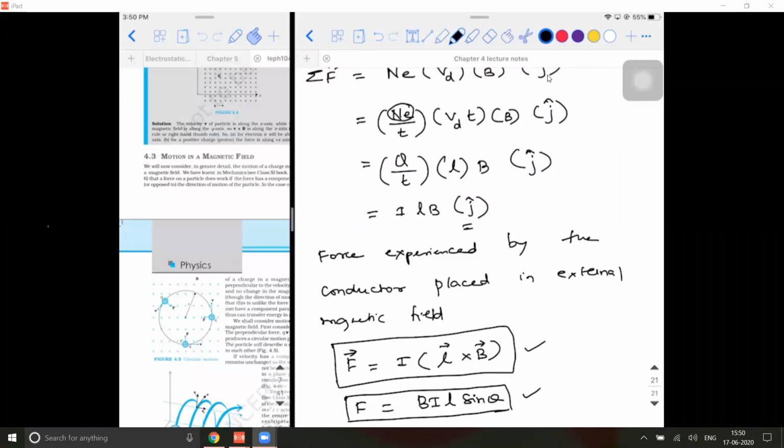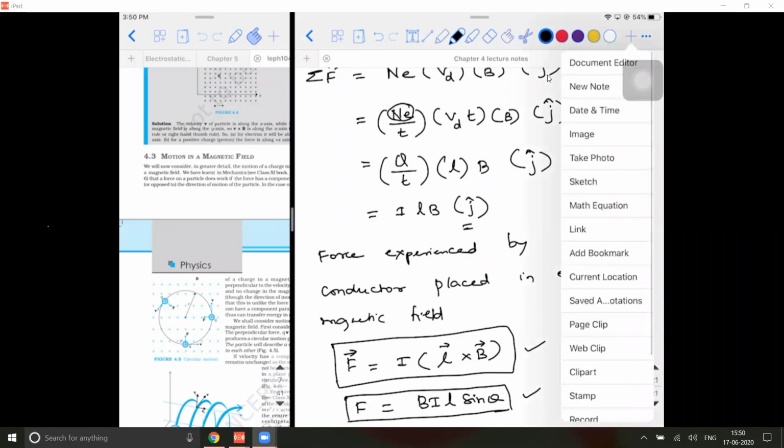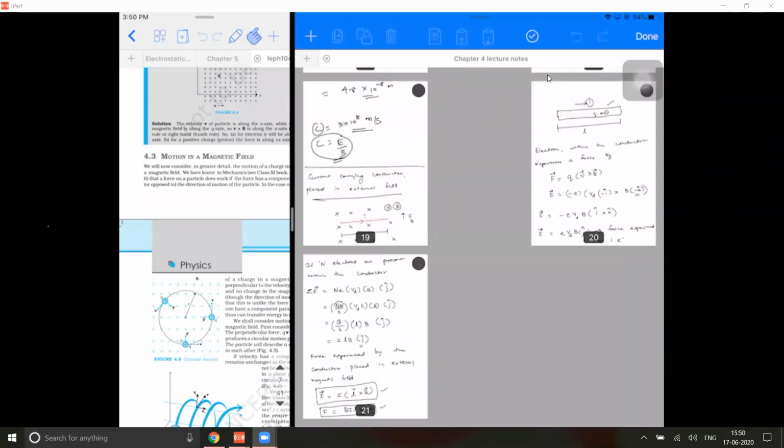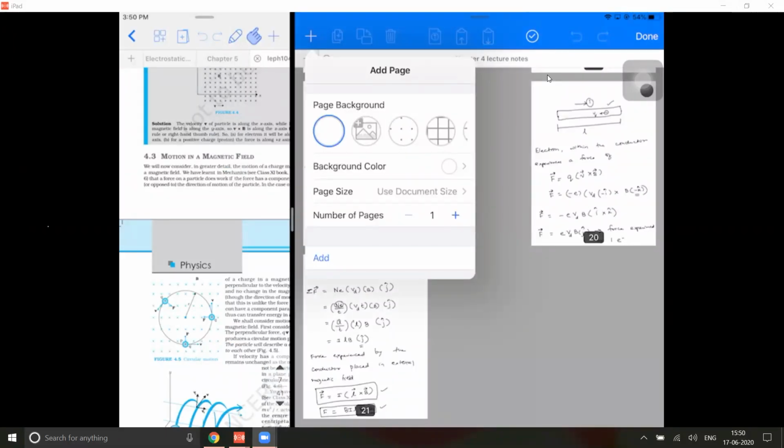But you need to know this formula clearly, okay? You need to know how to apply it along with proper direction. Wherever cross products are involved, you have to be very careful.